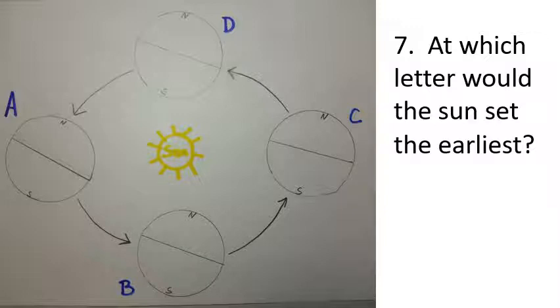At which letter would the sun set the earliest for us here in Georgia? Well, that's going to be C. That's going to be winter time. That's December. And you know around Christmas, the sun goes down like at 5 o'clock in the afternoon. It doesn't come up till 7:30, 7:45 in the morning. It's dark for a lot longer period, and that's because we are tilted away from the sun. So we're getting less sunlight. We have shorter days. The sun sets earliest on the winter solstice, which in this diagram is the letter C.